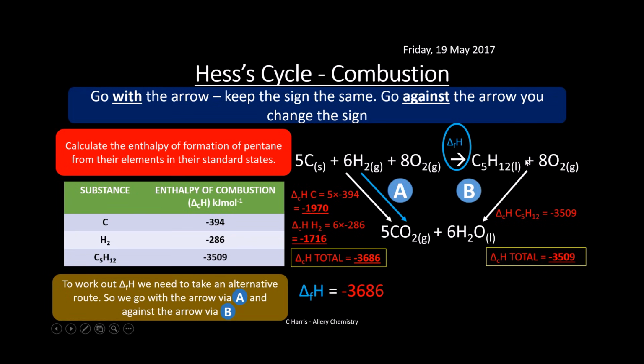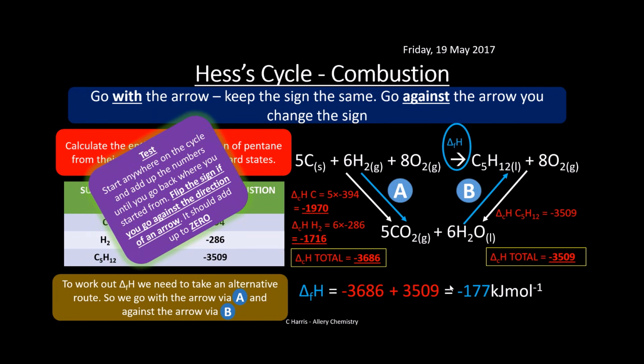So let's put the numbers in. With the arrow, you can see minus 3686, we just keep it the same. And then against the arrow, same number, different symbol in front, so that's plus 3509. And then we get a total enthalpy of formation of minus 177 kilojoules per mole. Okay, now this is the enthalpy change. It's an exothermic reaction.